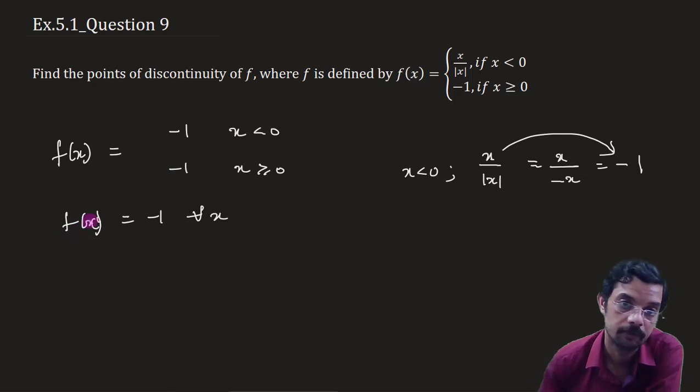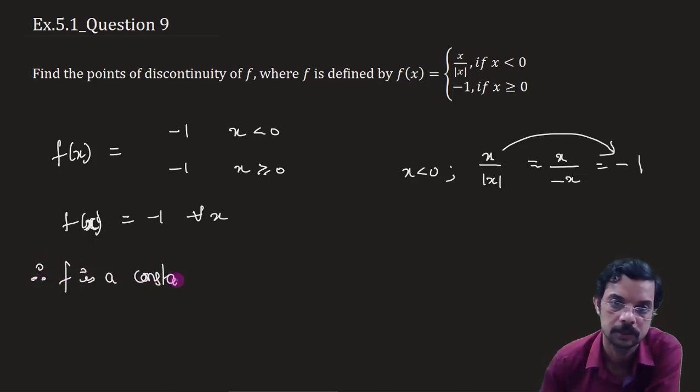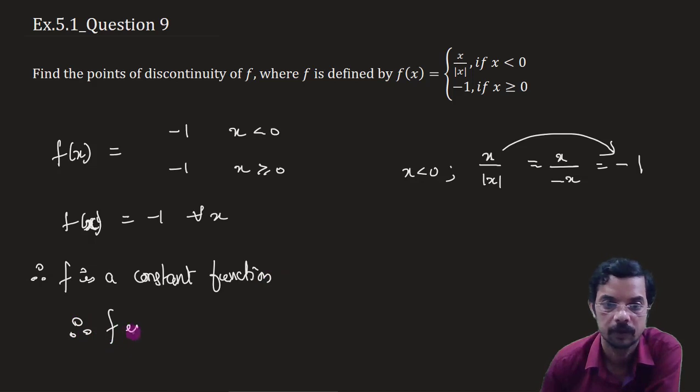So therefore it is a constant function. The constant function is continuous. So here f of x is equal to minus 1 for all values of x. Therefore f is a constant function, and therefore f is continuous for all x belongs to R.